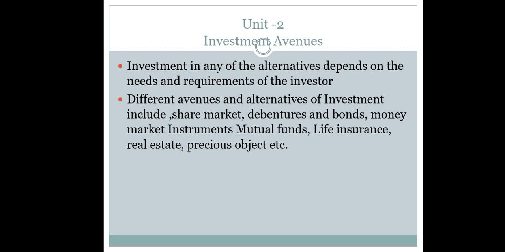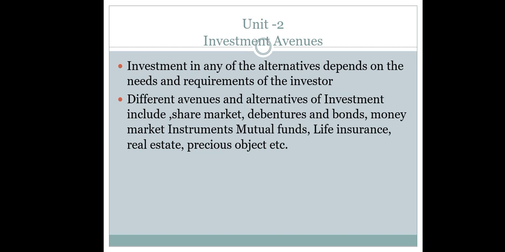It is a simple sentence, but it has two meanings. If you don't know about derivatives, why are you investing money in derivatives? If you don't know about forward contracts, is it possible to invest money in a forward contract? No, nothing like this. So these are the various avenues. We are familiar with things like life insurance, real estate, and precious objects like gold, silver, and diamond.